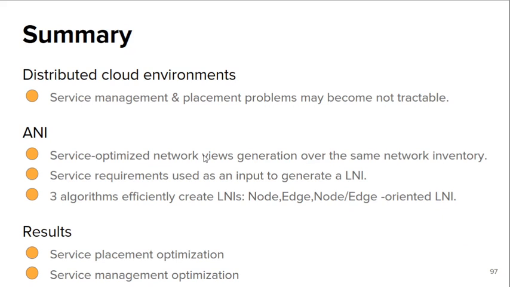Our results show that when using a logical network inventory methodology, we can reduce the time to place network services while optimizing the management of resources by following the principle of abstraction, that is, by the logical reduction of the set of candidate resources in terms of compute nodes and links.